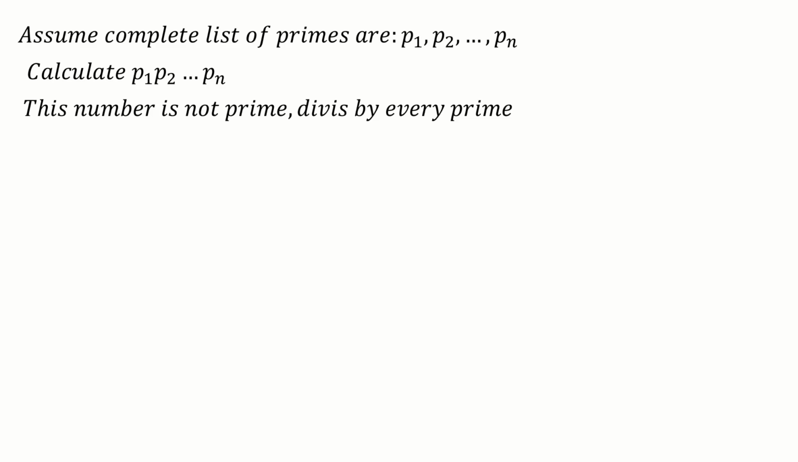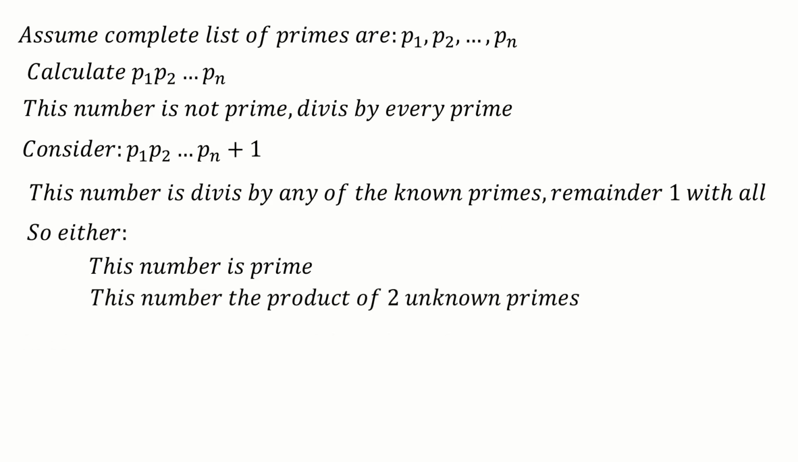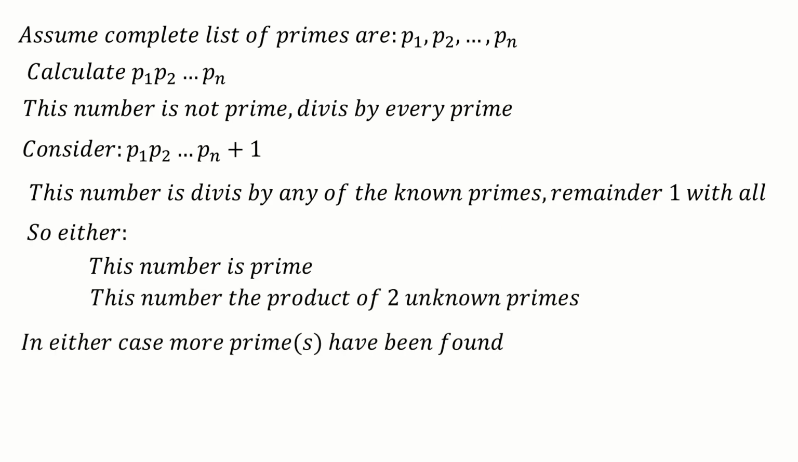That number is obviously not prime, but if you add 1 to it, it's definitely not divisible by any of the primes in your list. Because it's got a remainder of 1 with all of them, it's either prime or it's the product of 2 primes that weren't on your list. In either case, more primes have been found, so there's a contradiction to the fact that you originally stated that you've got a finite number of primes, which is this list here.